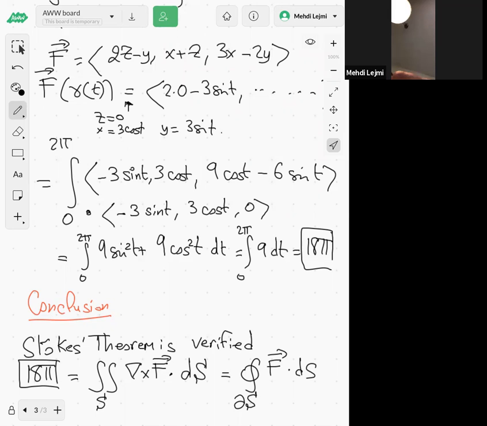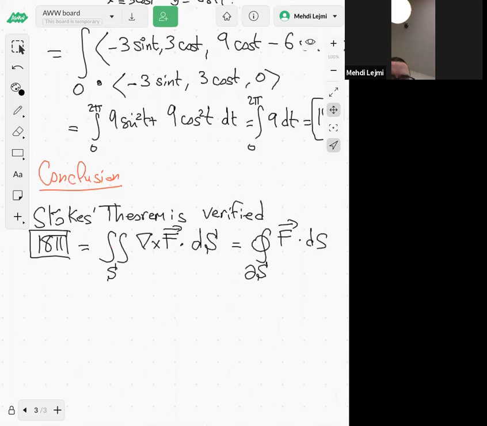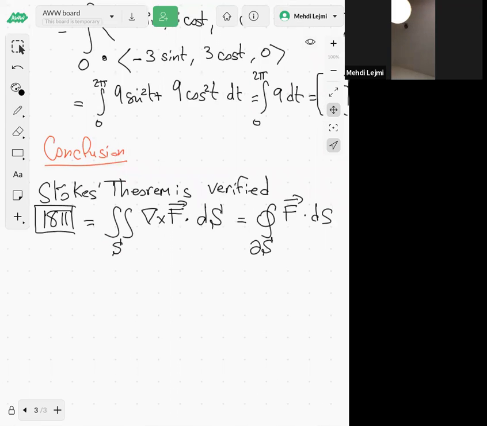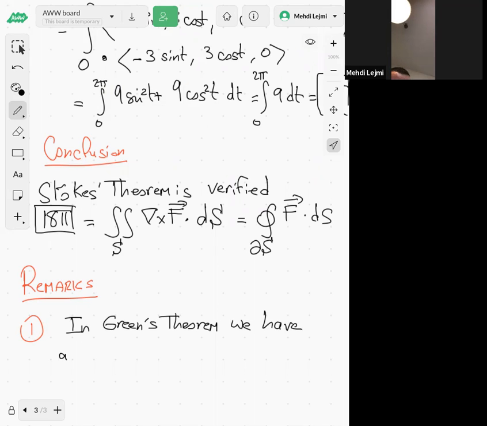Okay, let me show you with an example why Stokes' theorem is a very powerful theorem. But first, let me remark why Stokes' theorem is a generalization of Green's theorem. So first remarks. As I said, Stokes' theorem is a generalization of Green's theorem. In Green's theorem, we have a surface S in R2.